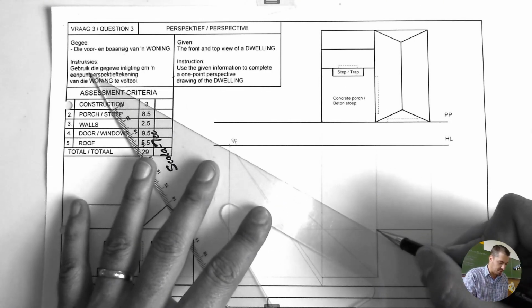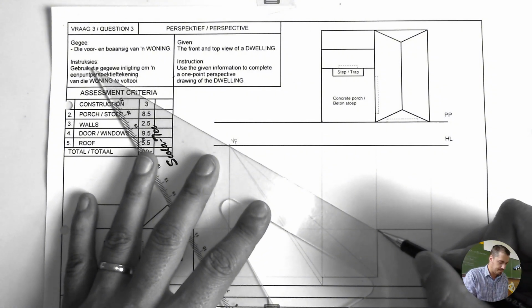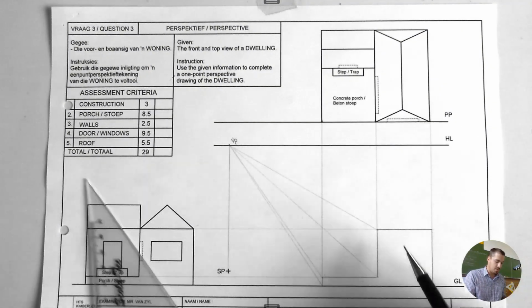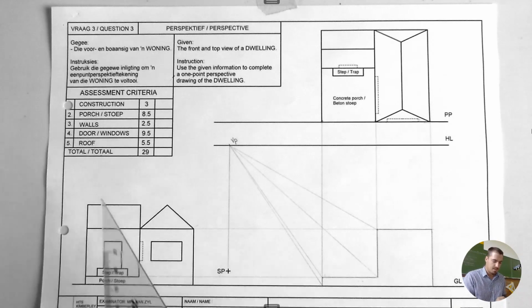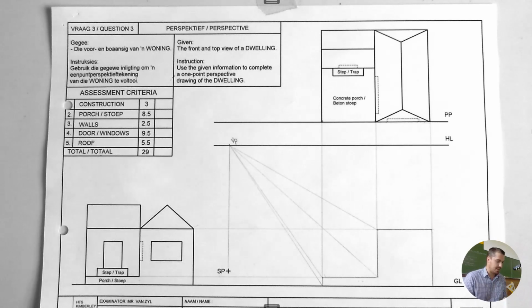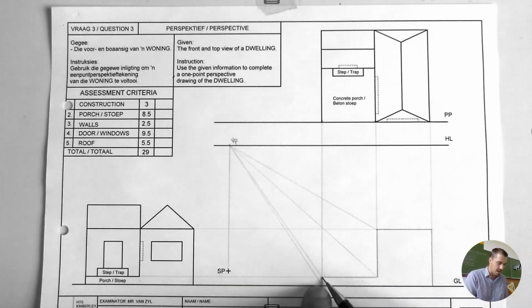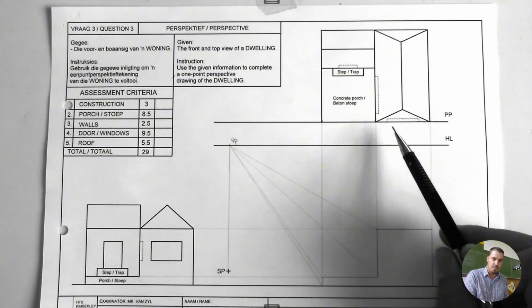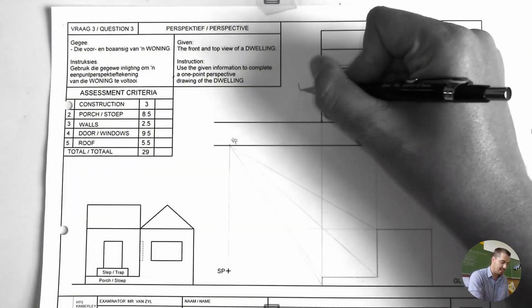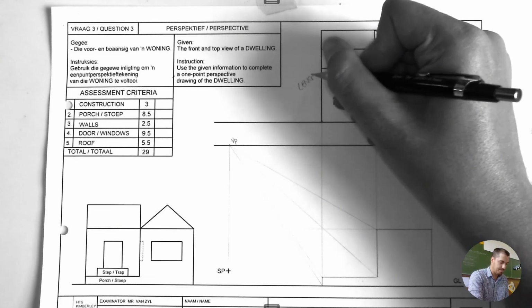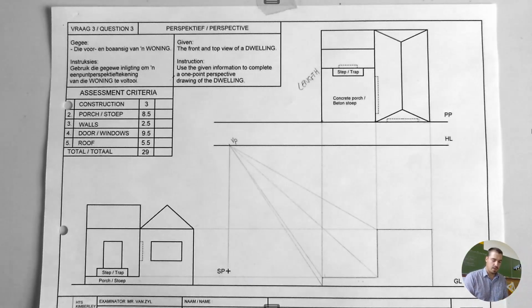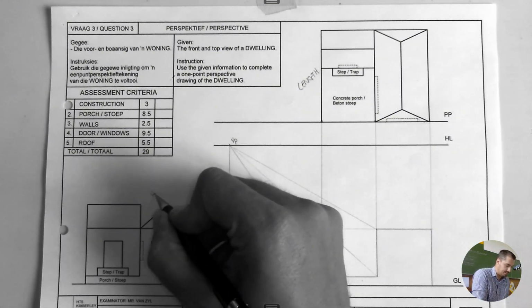Alright, so if you project all these points to the VP, except that one because I'm going to have a roof in the way, now we can go ahead and we can start determining how far is the porch actually going back. Remember, the top view is there to determine the length of the drawing, so how long it's going to be. The front view is there to determine the height of the drawing.